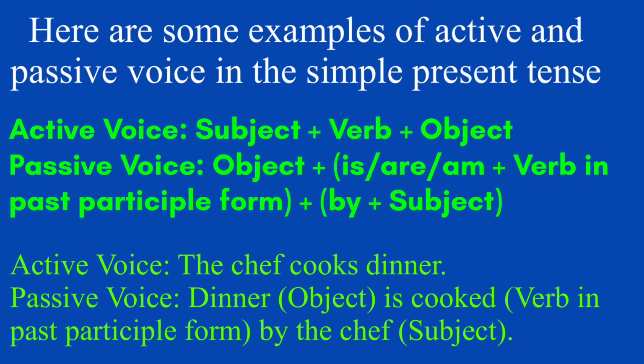So look into it deeply. Dinner is the object. According to that, is is the appropriate helping verb. V3 is cooked. And as we learnt, the preposition by, then after it the subject, the chef. So interchanging. If you are able to remember the five structures which I taught you and explained in the previous video, that can be beneficial and there is no point in making mistakes.